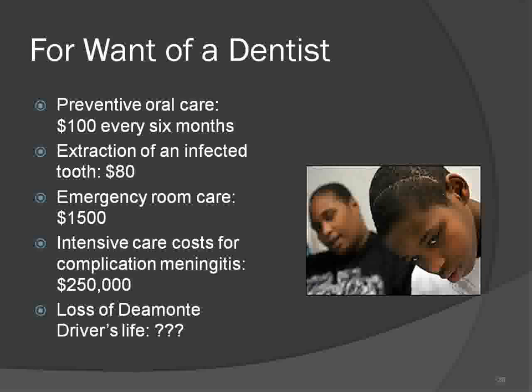So just to talk about cost effectiveness, preventive care every 6 months is only around $100. Extraction of an infected tooth, $80, and yet we still have children that are costing society $250,000 to treat these infections and still passing away. So from a cost perspective, it's unacceptable, and then from just an emotional or a human perspective, it's unacceptable for children this day and age to pass away from a dental infection.